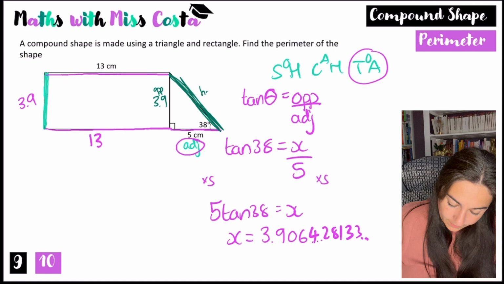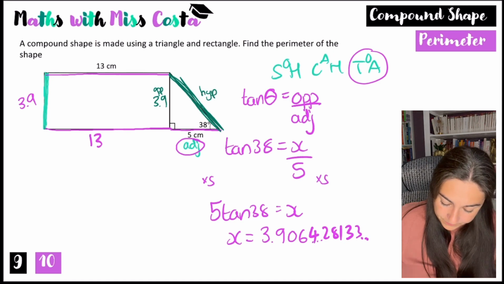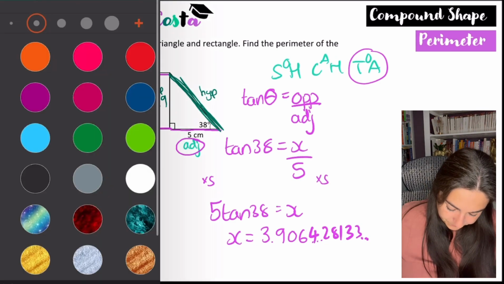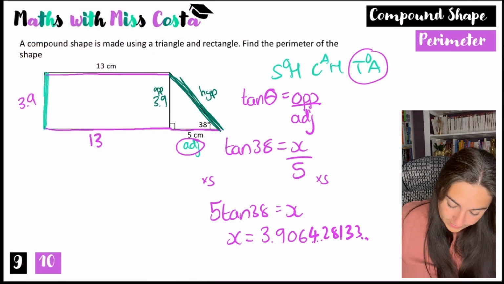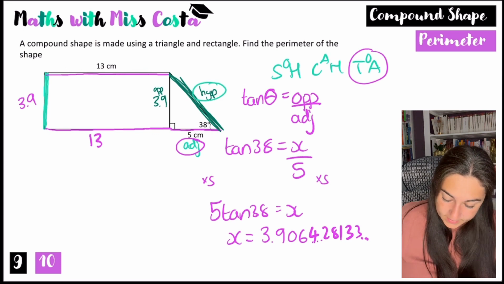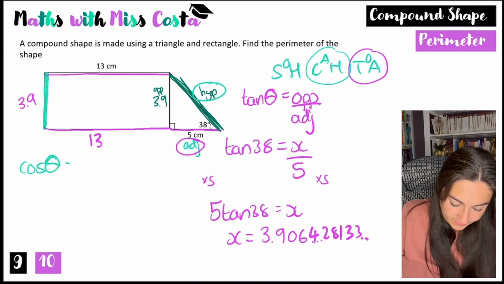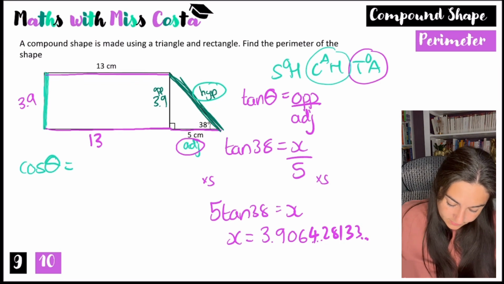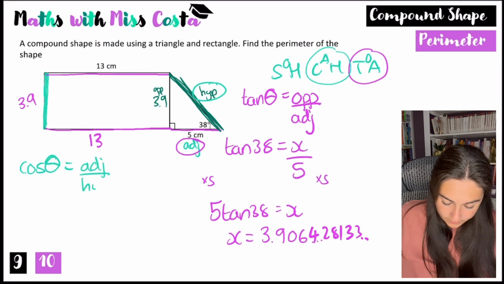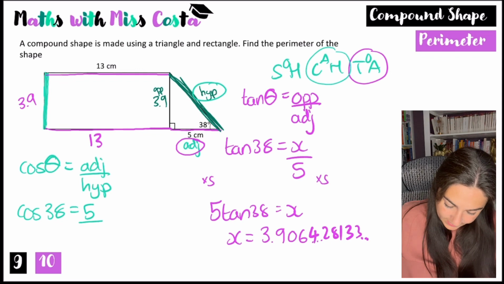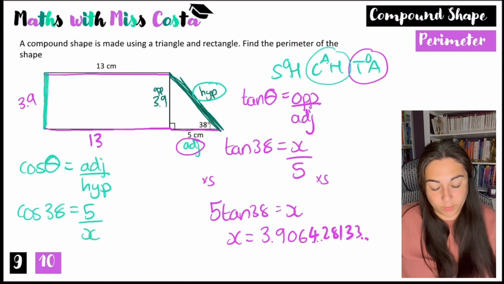So opposite and hypotenuse. Now, we're trying to find the hypotenuse. So over here, we've got the hypotenuse we want, and we've been given the adjacent. So A and H, that's K. So cos theta is adjacent over hypotenuse. So what's theta? The angle is 38 degrees. Adjacent is 5. And the hypotenuse is x. That's what we're trying to find.